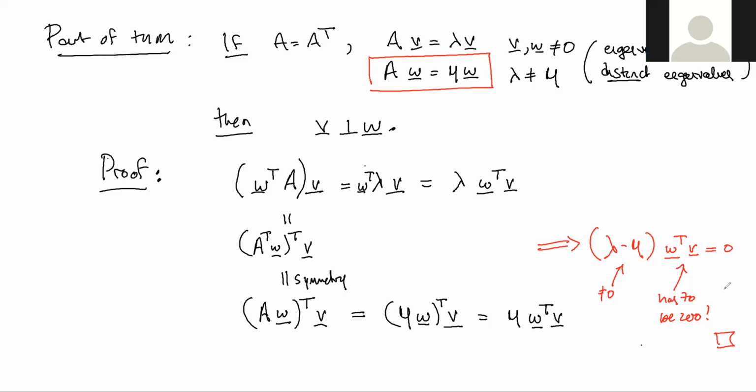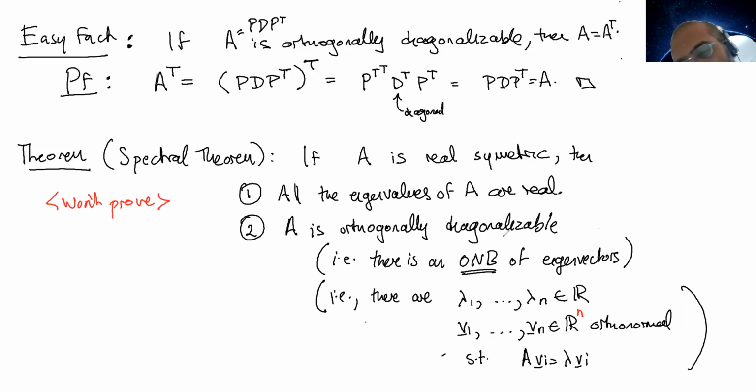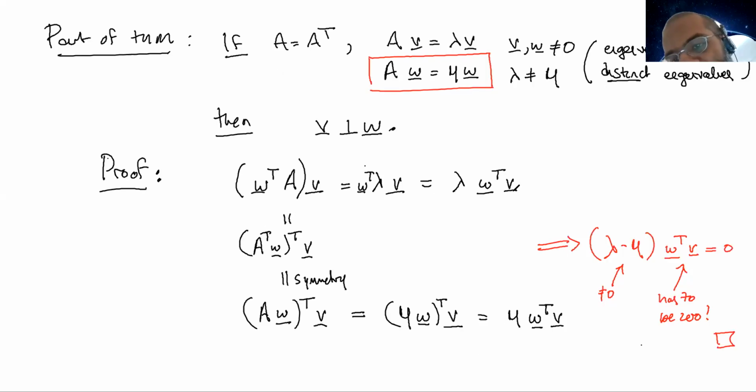Do all real symmetric matrices have distinct eigenvalues? No, they don't necessarily have distinct eigenvalues. This is why we haven't proven the full theorem, because we didn't prove that there are n linearly independent eigenvectors, right? We just proved that whenever there are two eigenvectors from distinct eigenvalues, they're orthogonal.